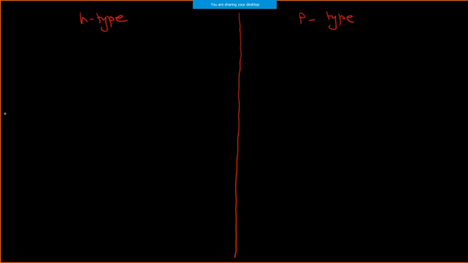In h-type, take an example where this is my bar, and I'm going to apply the force F, and I'm going to divide this bar into multiple small sections. So this is the x-axis, and this is my displacement axis. I'm going to determine the displacement at each location. This is my first point, then second point, then third, fourth.